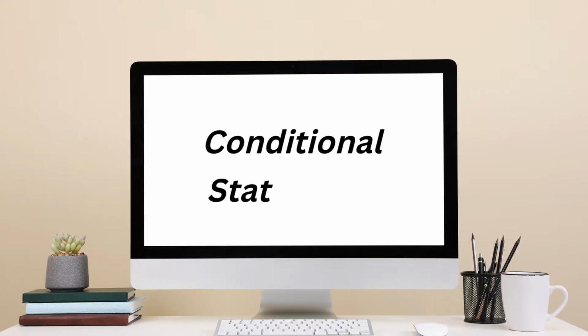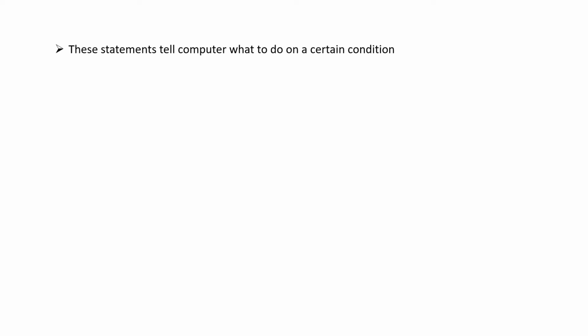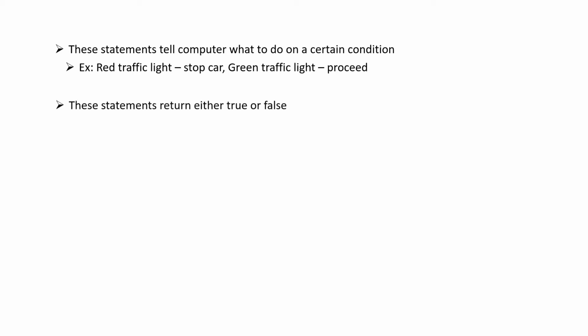Conditional statements are the most important aspect of programming. Computers are very smart, but also dumb. We need to give the computer instructions on what to do, and it's just a bunch of if and else statements. An example would be: if the traffic light is red, the car should stop, and if it's green, the car should go. These statements either return true or false, and these are the basic building blocks for a computer. Even AI and machine learning use a bunch of if and else statements.